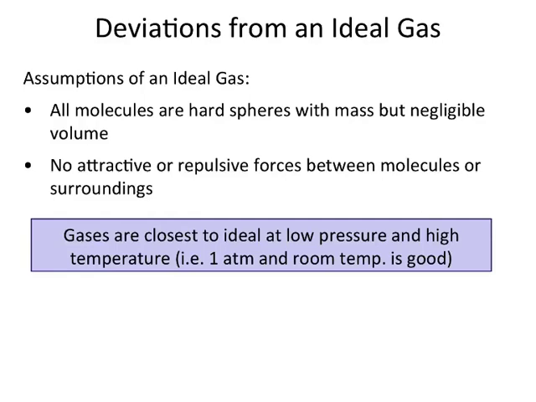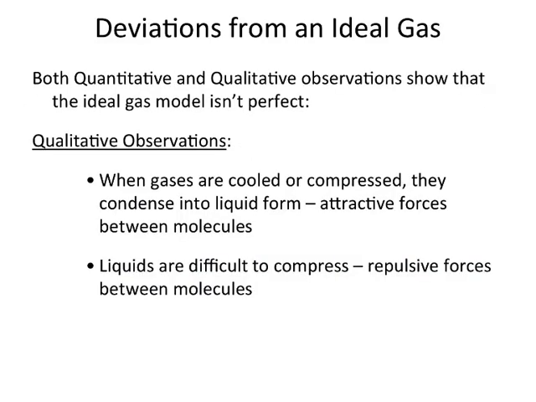And these hard spheres have mass, but they don't have volume. That's another tenet of the kinetic theory of gases. Also, we assume that gas molecules don't attract or repel each other, which we also previously talked about. And, well, these are actually fairly good assumptions for gas molecules when you're in the ballpark of atmospheric pressure and room temperature. But when you deviate from atmospheric pressure and room temperature, then things start to get a little weird.